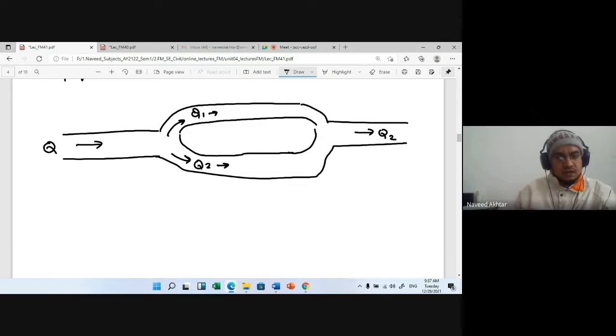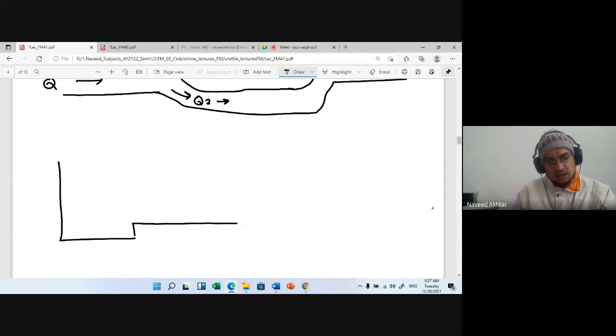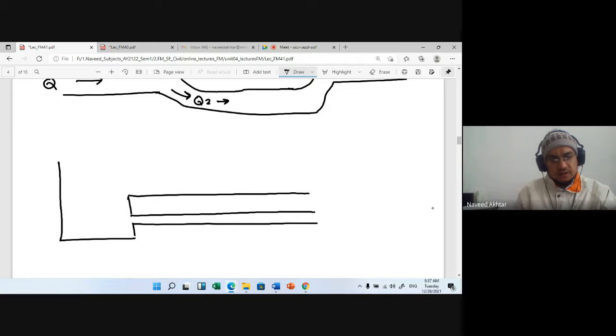If I draw the figure another way, this is one pipe having some diameter, with another pipe having a different diameter, and this is your reservoir one, R1.